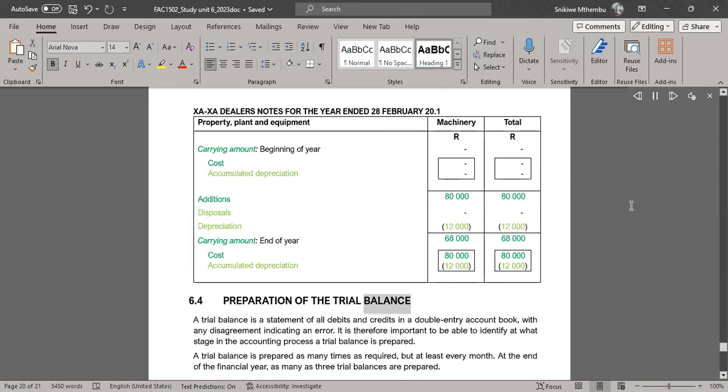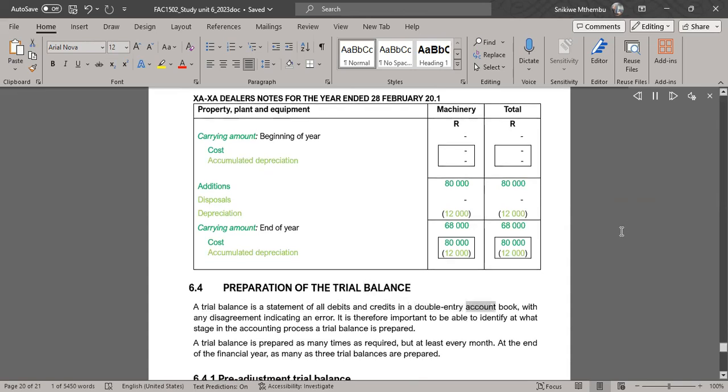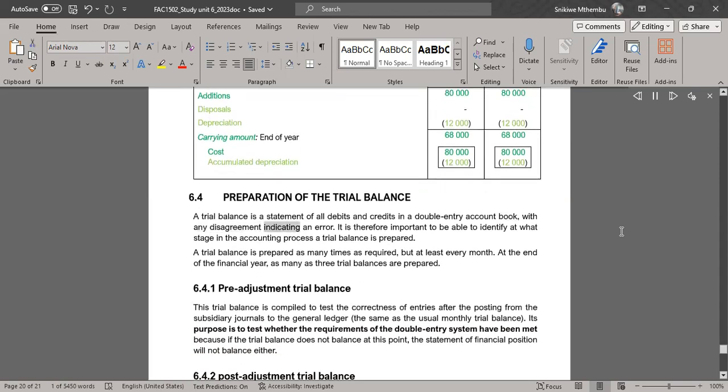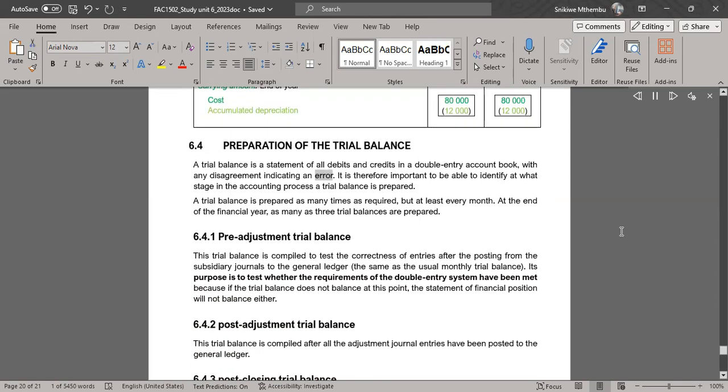Preparation of the trial balance. A trial balance is a statement of all debits and credits in a double-entry account book, with any disagreement indicating an error. It is therefore important to be able to identify at what stage in the accounting process a trial balance is prepared. A trial balance is prepared as many times as required, but at least every month. At the end of the financial year, as many as 3 trial balances are prepared.